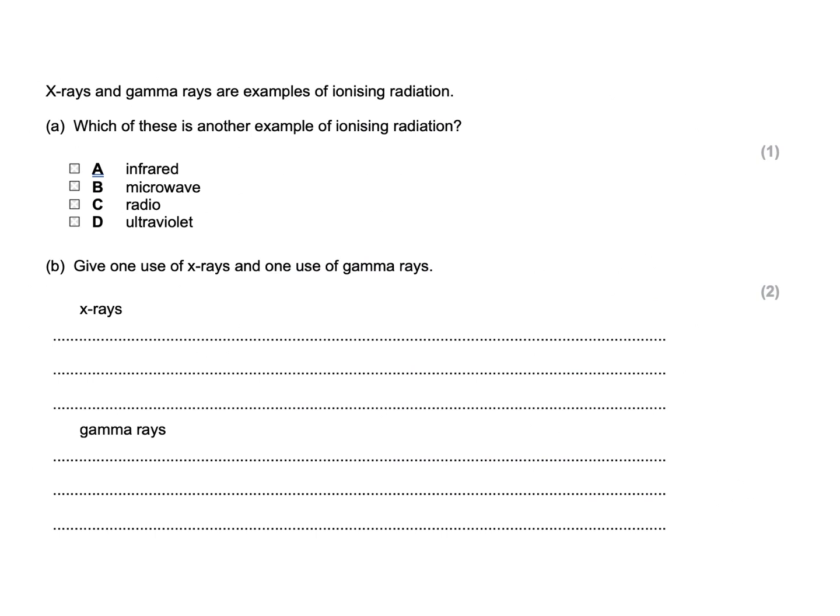So our final question, we are told X-rays and gamma rays are examples of ionizing radiation. Which of these is another example of ionizing radiation? And that should be D, ultraviolet. We are then asked to give one use of X-rays and one use of gamma rays. Well, we've already done the gamma rays one earlier, so we'll say sterilizing medical equipment again, and the use of X-rays can be for medical imaging.